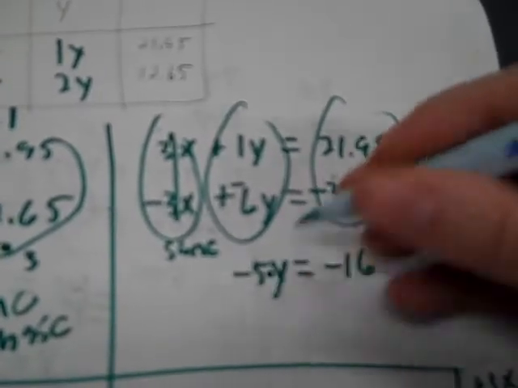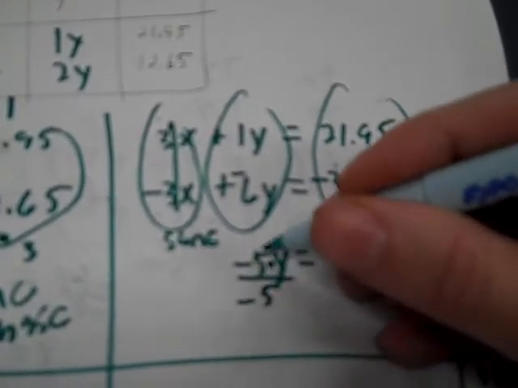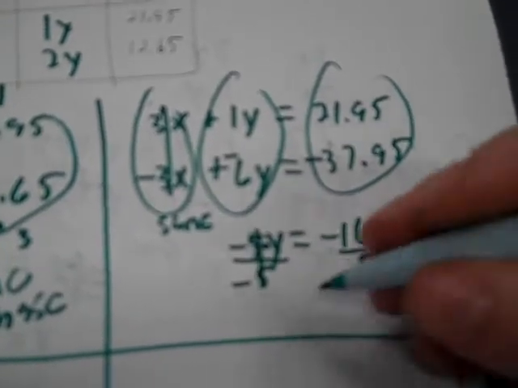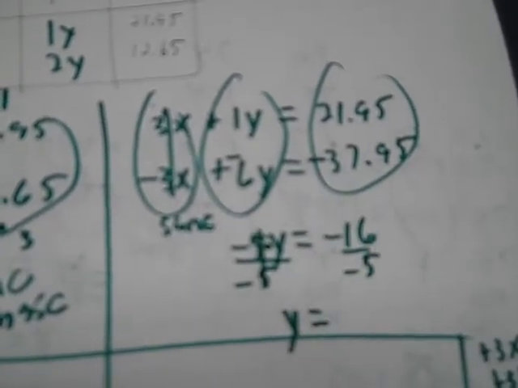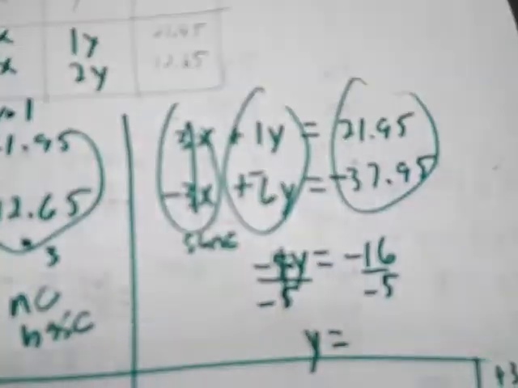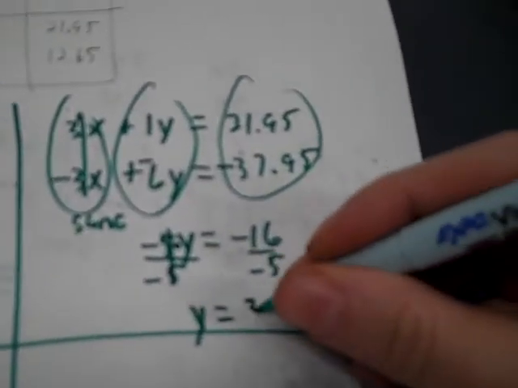Now dot your y and divide by the coefficient negative 5. That's a decimal, that's okay. Negative 16 divided by negative 5 is 3.2. Okay, so y is 3.2.